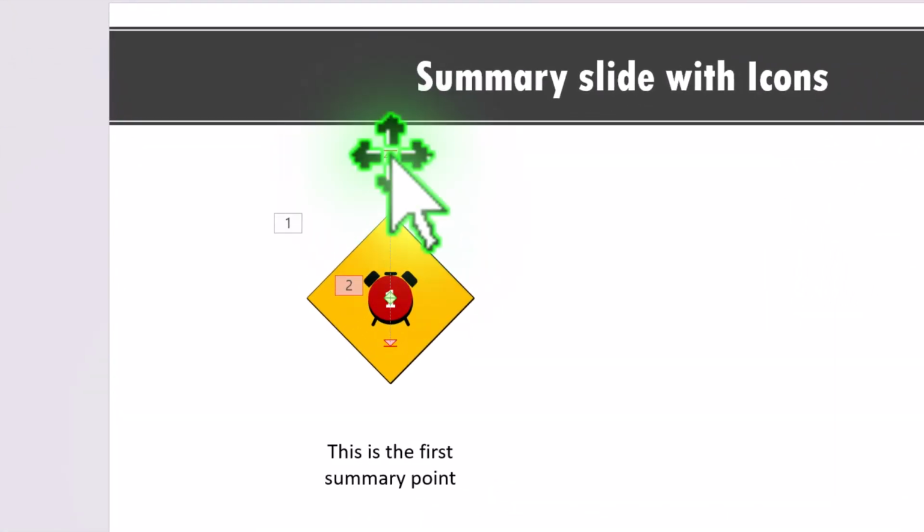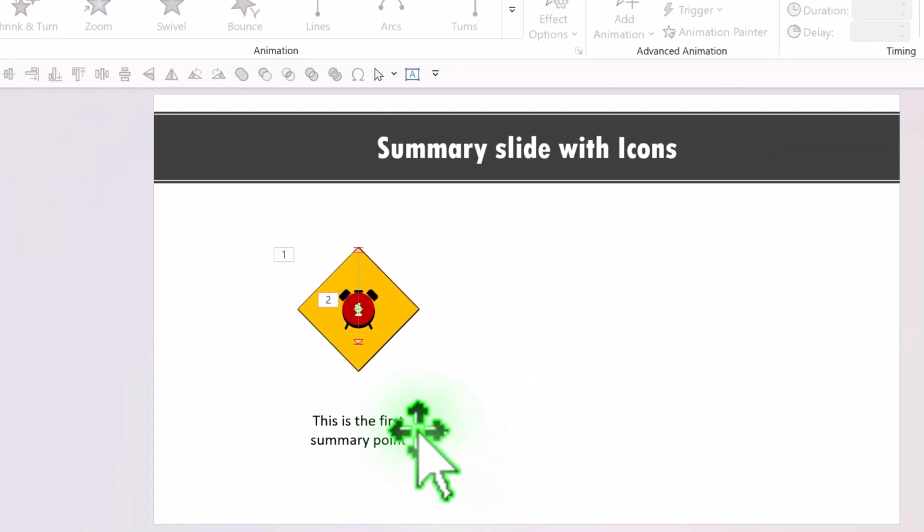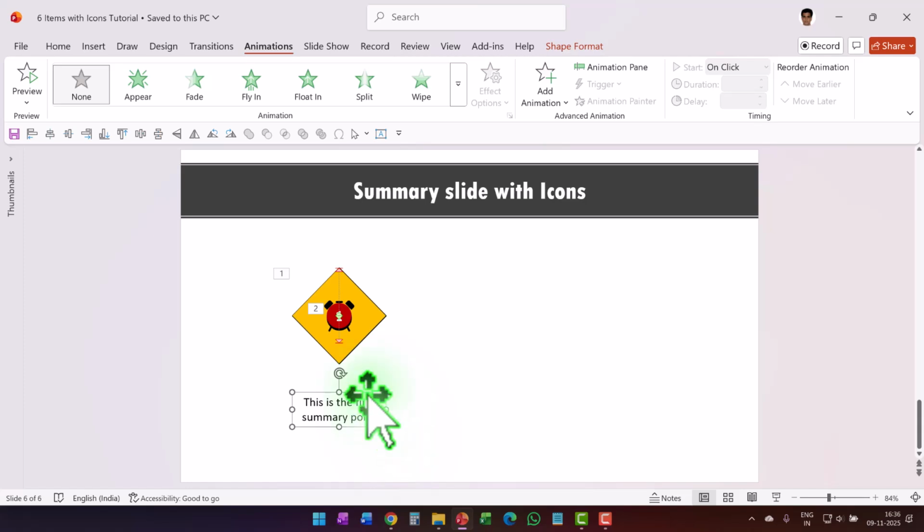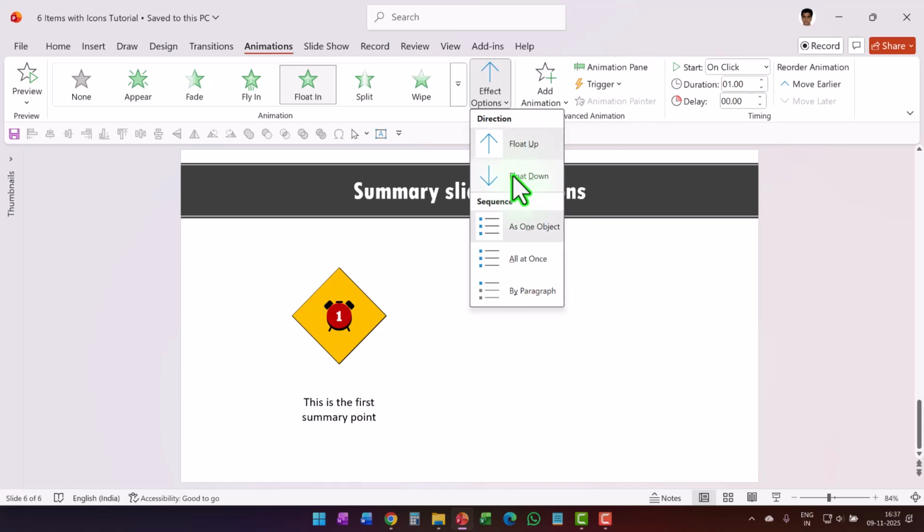And let us click on this red arrow, hold the shift button down, and then bring it down exactly to that corner point. Then the final animation is this text reveal. So let us select the text and use a simple floating animation. Let us go to effect options and let it float down.